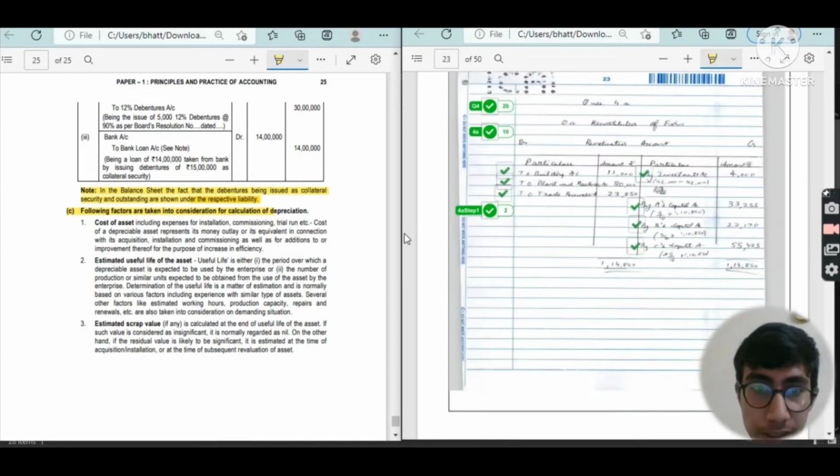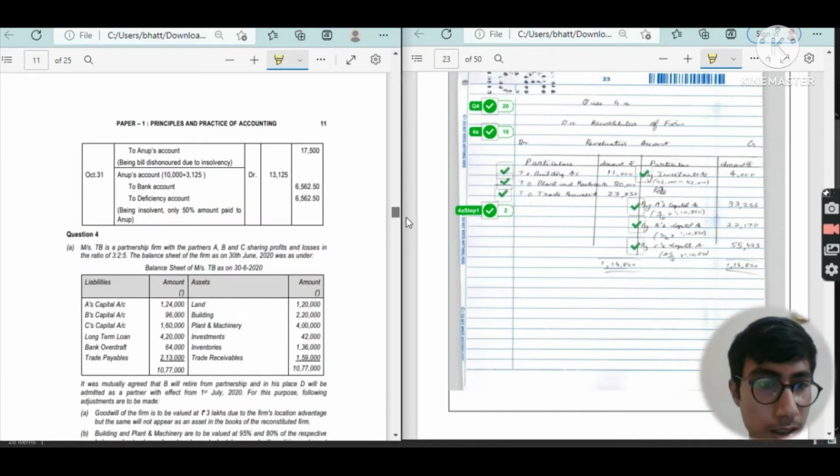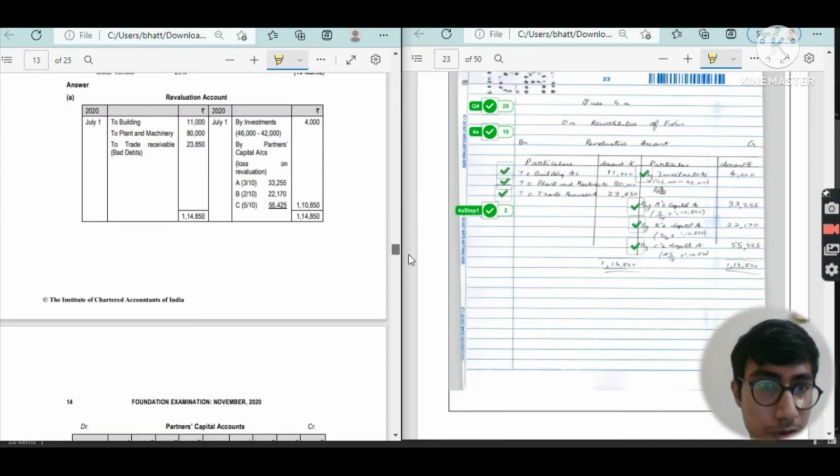Then I have written the fourth question, in which I got 20 out of 20. Let's see what I have written here and what the question was about. The question was partnership first, and second NPO, 10 plus 10. The second question was very, very lengthy. In the first question, they have given 2 marks for the revaluation account.